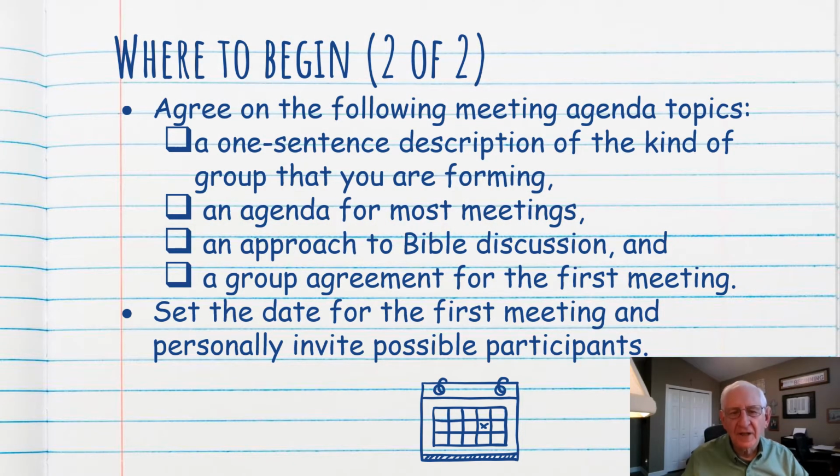Then, to get more specific, agree on the following meeting agenda topics. Try to put together a one-sentence description of the kind of group that you're forming. Develop an agenda for the first meeting and for most meetings. Have an approach that you use for Bible discussion, and develop a group agreement for the first meeting. Set the date for the first meeting, and then personally invite those who may be possible participants.